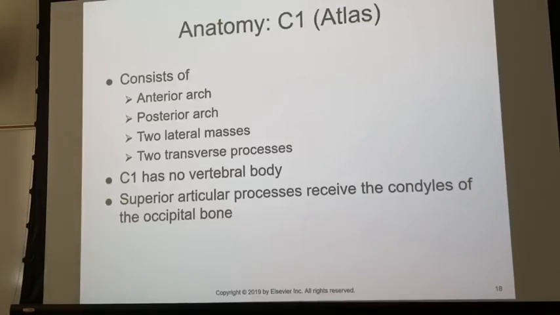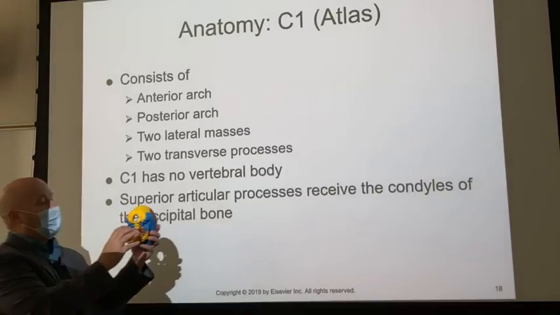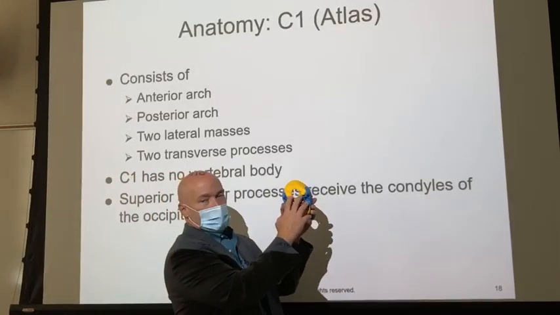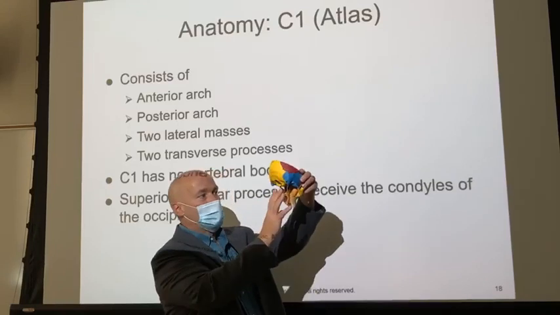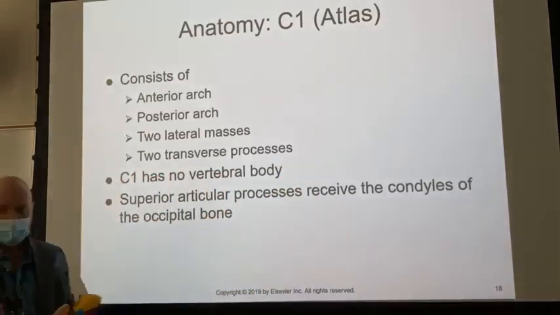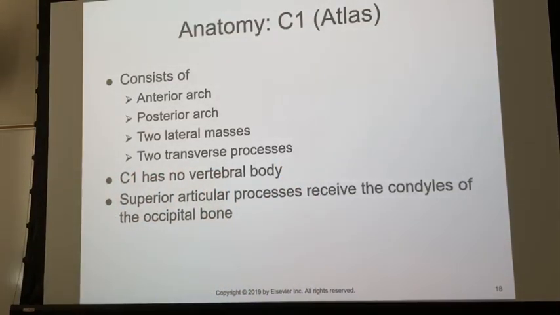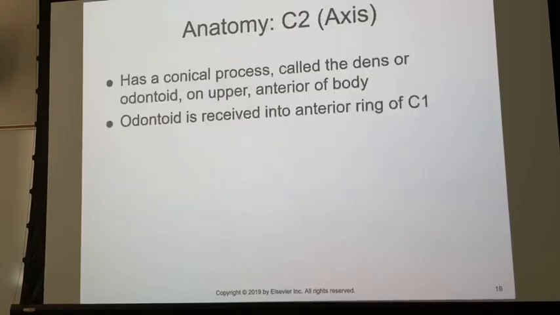On the bottom of the skull, you've got these two condyles right here, and they articulate with C1. So you've got articular processes, kind of like facets, on the top of C1 to articulate with the bottom of the skull. So again, off the front, you've got the dens, or the odontoid process.